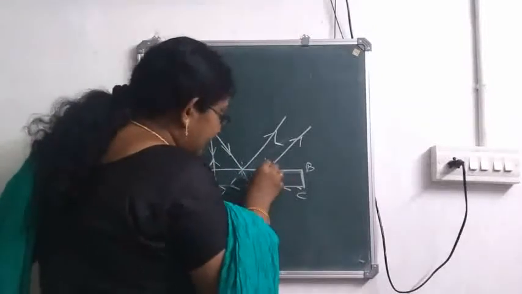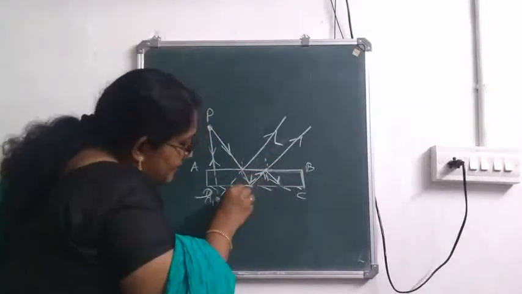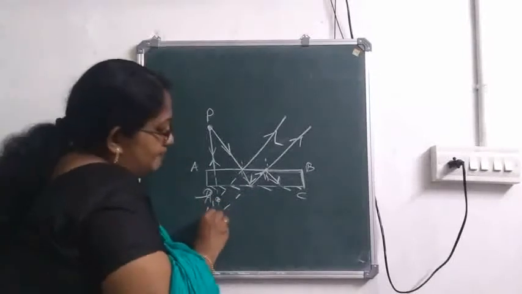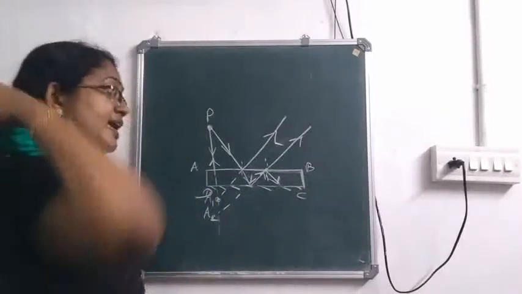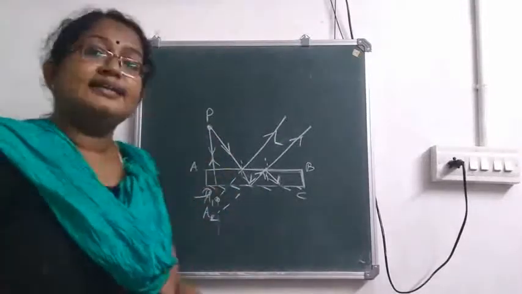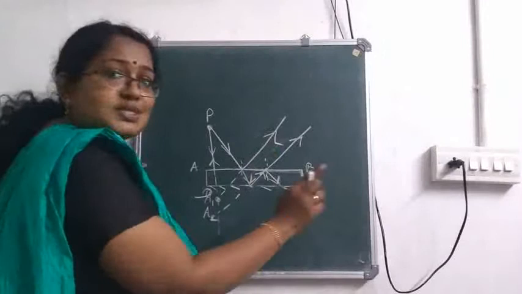Due to this ray, what happens? We will be getting another image. This is image A2. And this image will be the brightest image. This process will be continuing.